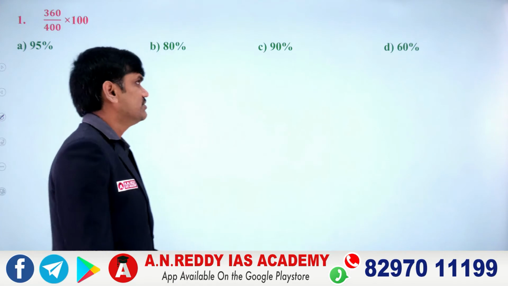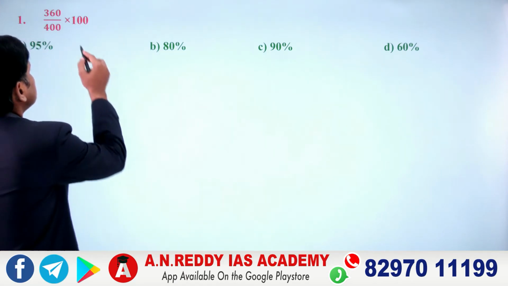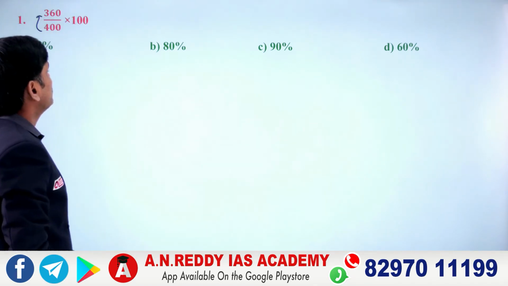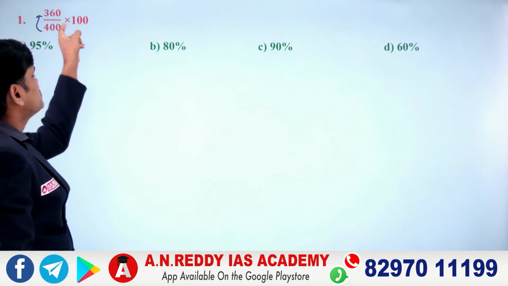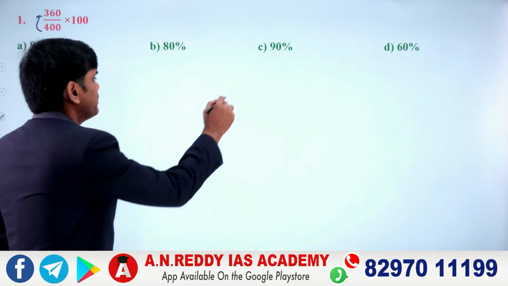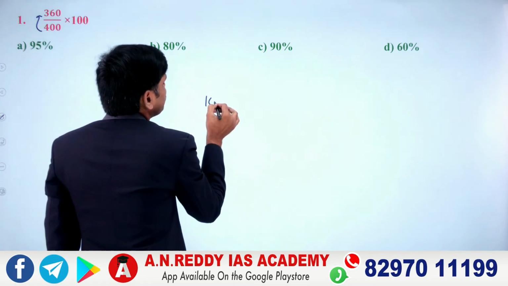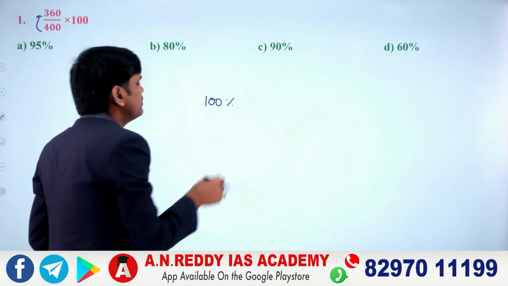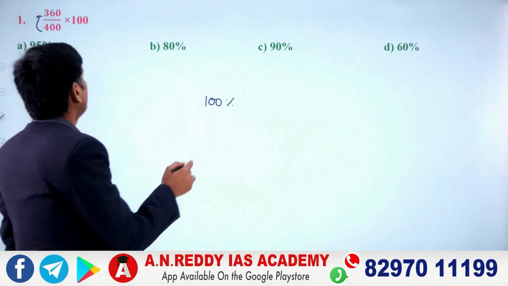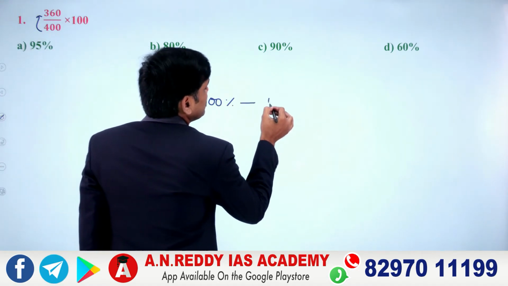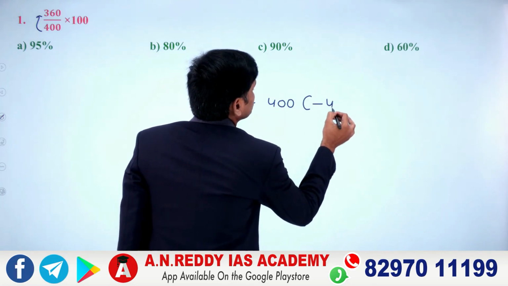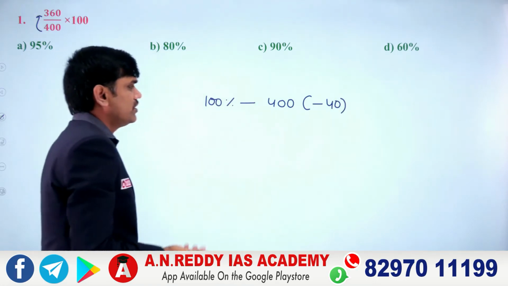Let us start with the first example. Here, 360 is what percent of 400? 360 is what percent of 400? So here, if the numerator is nearer to the denominator, we will go in reverse order. What is that? Let us understand. 100% of the denominator, we are trying to find the numerator is what percent of this denominator. So 100% of that 400 is nothing but 400 only. From that, how much should you remove to reach the target? You have to remove 40.